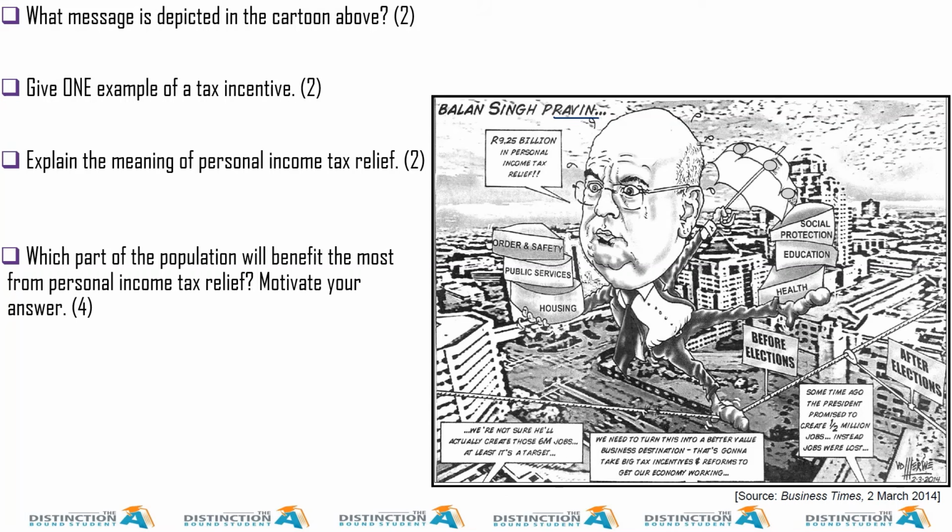All right, then we are not sure he'll actually create those 6 million jobs. This one says we need to turn this into a better value business destination. Okay, that's probably the foreign sector saying this. That's going to take big tax incentives and reforms to get our economy working. Then here it says, some time ago, the president promised to create 500,000 jobs. Instead, jobs were lost. So yeah, then here it says 9.2 billion in personal income tax relief.